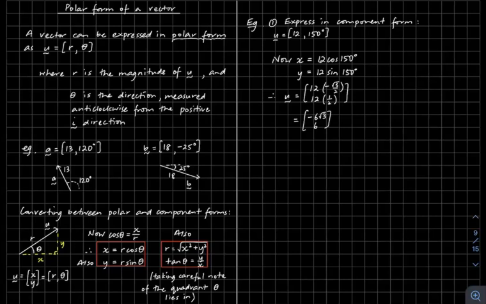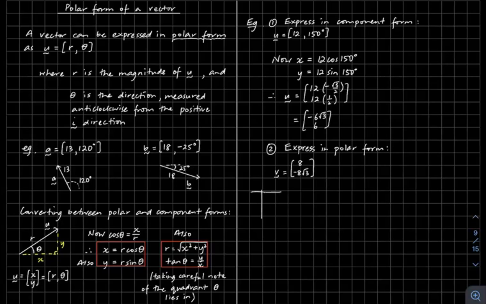Alright, let's do a second example. So this time, express in polar form the vector which in component form is 8, negative 8 root 3. Now I think it's always worth drawing these, and even for example 1 I could have made a sketch there, but particularly when you're going from component form to polar form. So I want you to think about what quadrant you would be in.